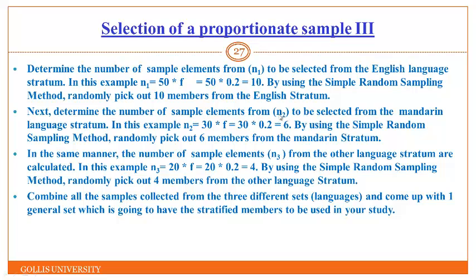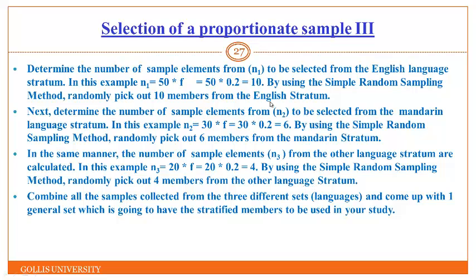Then next, determine the number of sample elements from the second group, to be selected from the Mandarin language. In this example, the total number of people speaking Mandarin is 30, times the fraction, which is 0.2, it gives me 6. So by using the simple random sampling method, I will randomly pick out 6 members from the Mandarin stratum. In the same manner, the number of sample elements from the third population, the people speaking other languages, is calculated in the same way. It will be 20 times the fraction, which is 0.2, and it will give me 4. So by using the simple random sampling method, I will randomly pick out 4 members from the other language stratum.